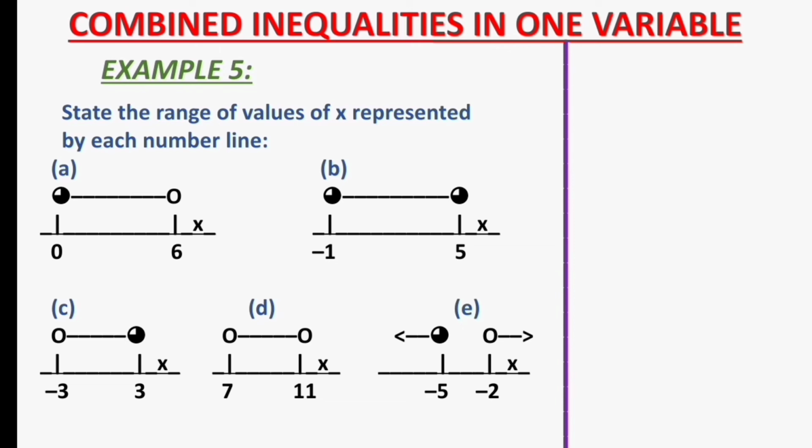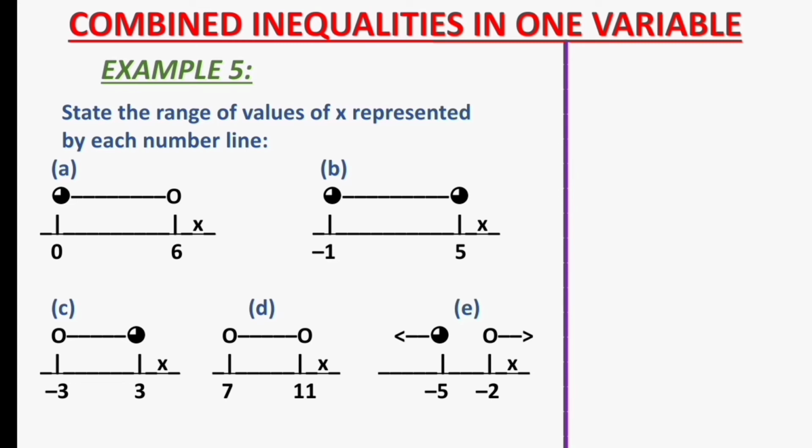In question B, we have both shaded or colored rings on the points minus 1 and 5. And also we have a combination for the line x. In question C, we have an empty ring on point minus 3 and a shaded or colored ring on point 3. Also we have a combination for line x. In question D, we have both empty rings on points 7 and 11 and a combination for the line x.